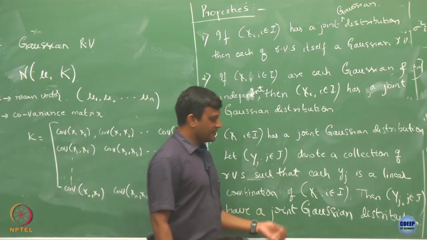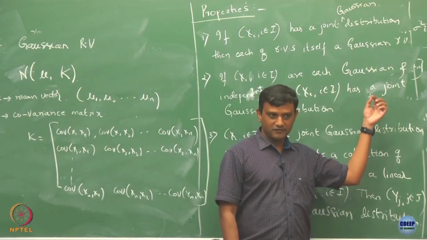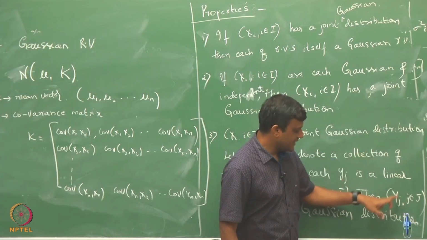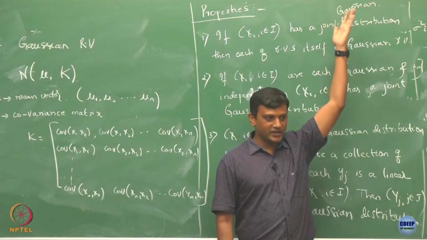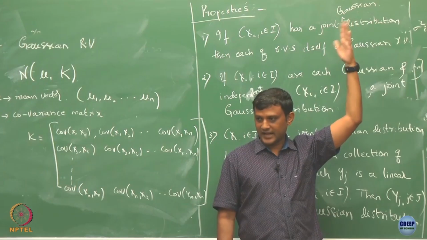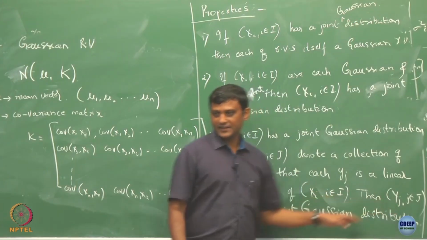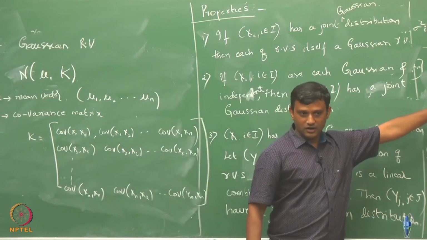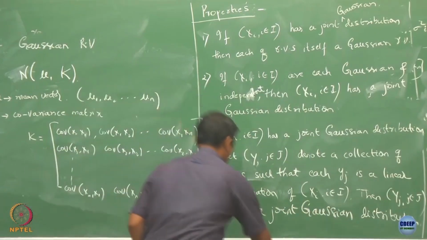This should be obvious, right? Because these yj's are already linear combinations of xi's, and now if you further take any linear combination of these yj's, it will be another linear combination of xi's, and that is Gaussian distributed. So any linear combination of yj then has to be Gaussian distributed. That is why this property holds, and we are going to call it jointly Gaussian distributed.